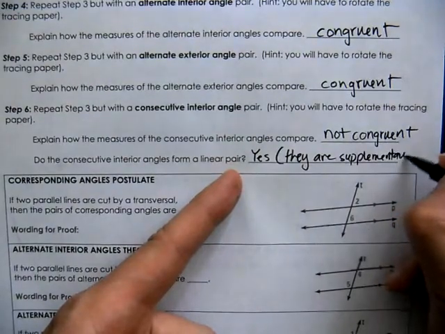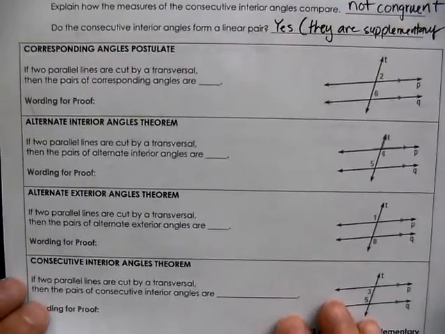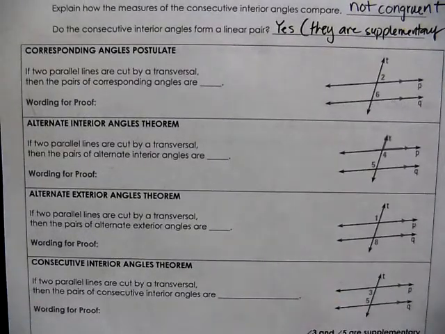So that's going to lead us now to these summaries. What you see below is kind of a summary of what we just saw, and how we're going to phrase this in an if-then statement to use on our proofs.